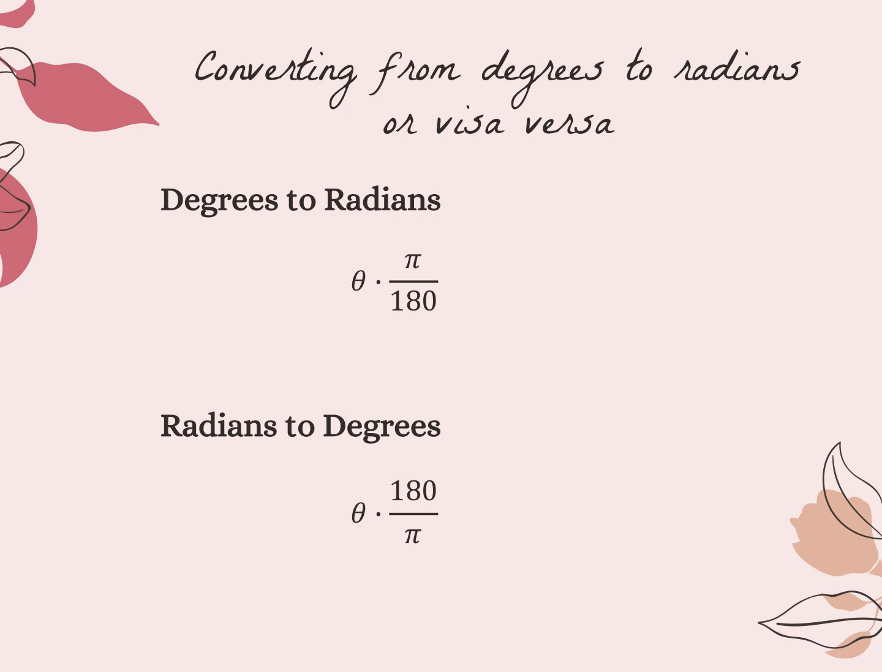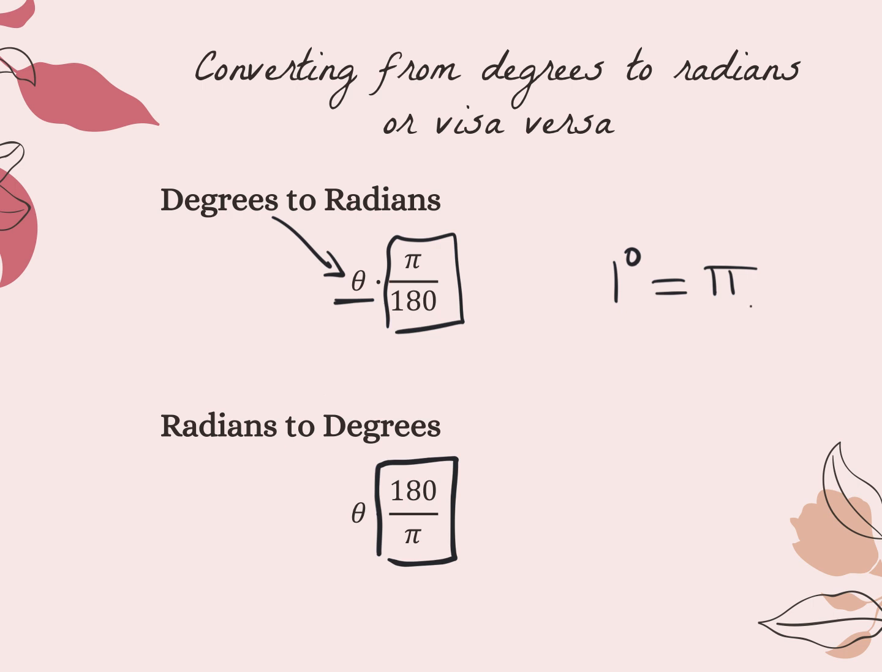So when we want to convert from degrees to radians, we're going to be multiplying. I want to multiply an angle measure that's in degrees into radians. I'm going to multiply it by pi over 180. If I want to go from radians to degrees, I flip it, and I'm going to multiply it by 180 over pi. Because 1 degree is equivalent to pi over 180, and 1 radian is equivalent to 180 over pi. And this is how they get the formulas.